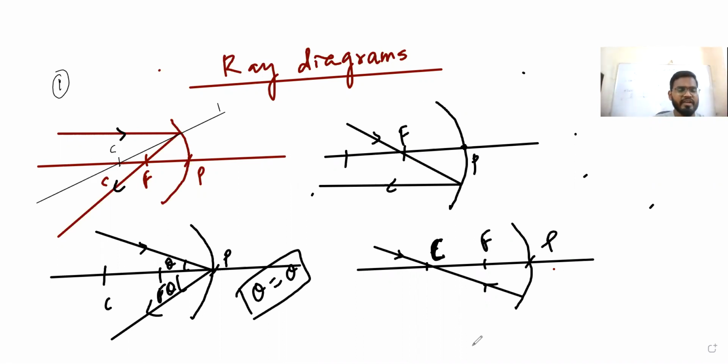First, a ray of light parallel to the principal axis will pass through the focus. If a ray of light passes through the focus, it will be parallel to the principal axis. If a ray of light is incident at the pole, it will reflect back with the same angle. If a ray of light passes through the center of curvature, it will retrace its path. These 4 ray diagrams are most important. You should know them. There is no other go. You have to know. Fine.